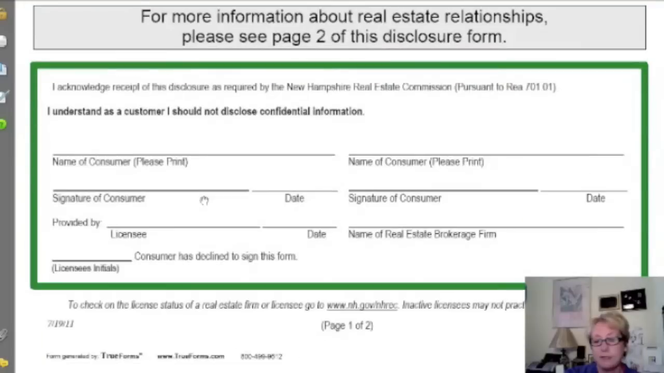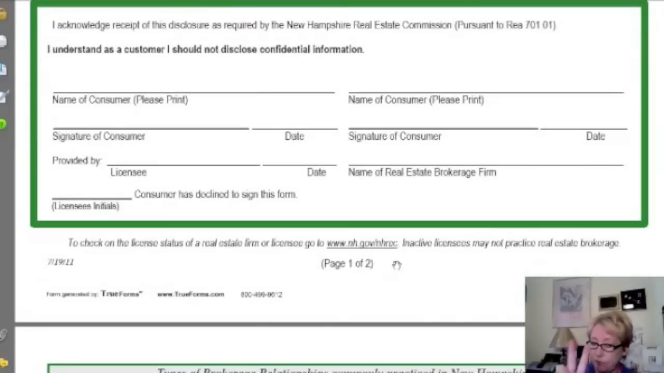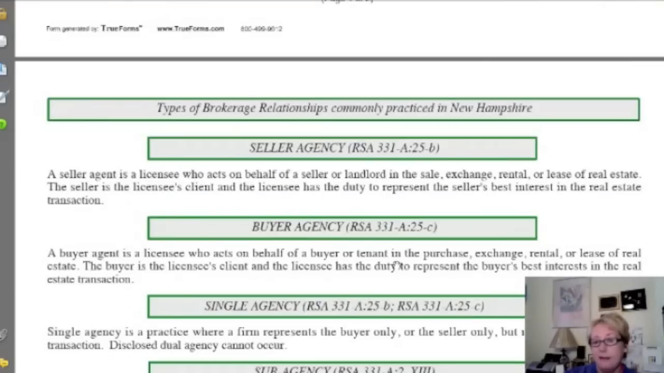So this document is very simple. You would basically sign it as a consumer. The licensee who's giving it to you will also sign it and date it, and it basically says that that person has gone ahead and given the appropriate disclosure. There are two pages to this. The second page is actually going to give you the description of the different agency options that they have when they're working with you.